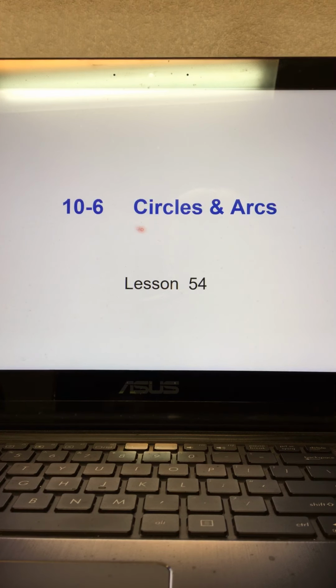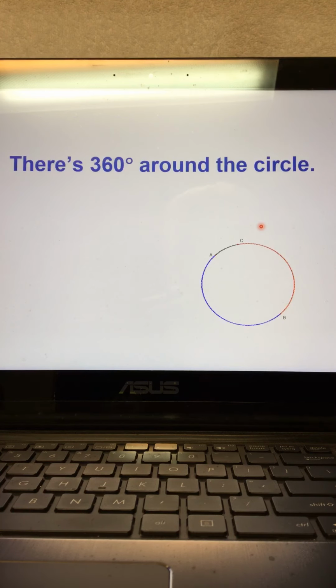Today we're going to continue talking about circles. Today we're going to talk about circles and arcs. And our objective for today is to be able to use the different properties of arcs that we're going to discuss in this lesson. We know that if we travel all the way around this circle, there's 360 degrees. Just a reminder to you about that.